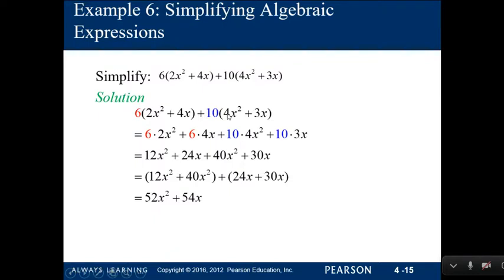Like I said, the only difference to make sure of is if it's a negative right here, make sure you're distributing that negative along with it. So if there was a minus in front of that 10, then that would have been a negative 40x squared minus 30x, because that negative would have got multiplied along with it. And if it's a minus there and there's no number, then that's like a negative 1 you distribute, okay?